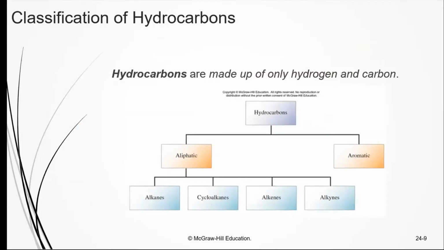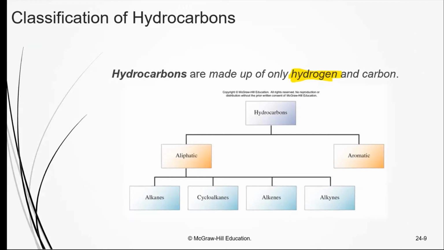So our first one that we're going to talk about is our hydrocarbons. Hydrocarbons are a special subset of our organic molecules. They contain carbon, but they also only contain hydrogen as well. So our hydrocarbons basically mean that they only contain hydrogen and carbon. Now, they can be further separated into our aliphatic compounds and our aromatic ones.